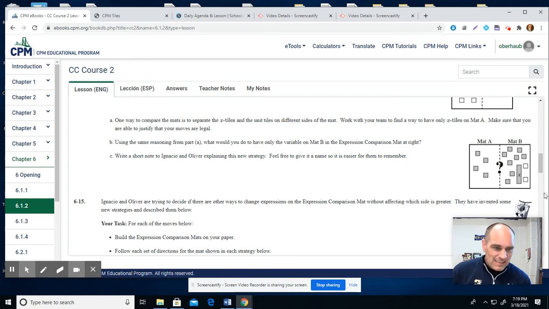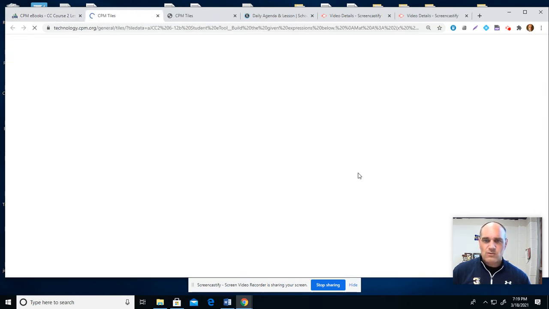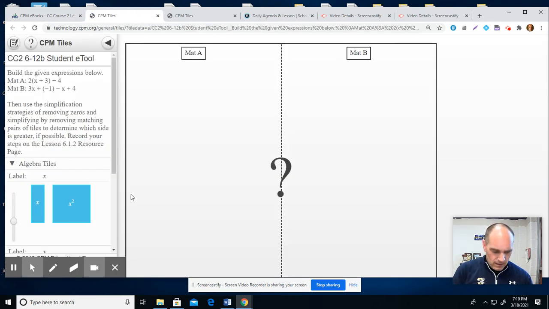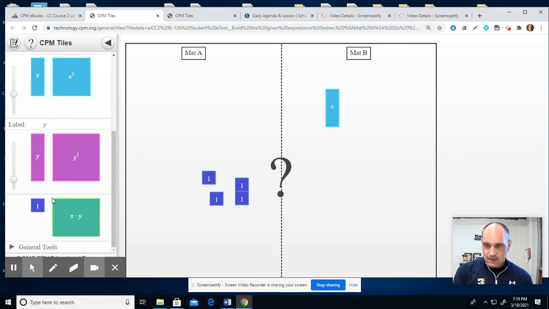All right, so I'm going to set this up on my board again. So I'm going to go back to this, just so I have a tool. And on the left-hand side, I have 4 positive 1s. And over on the right-hand side, I have an X. I have 8 positive 1s, and I have 2 negative 1s.